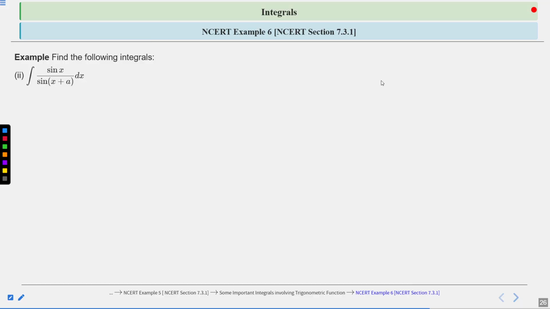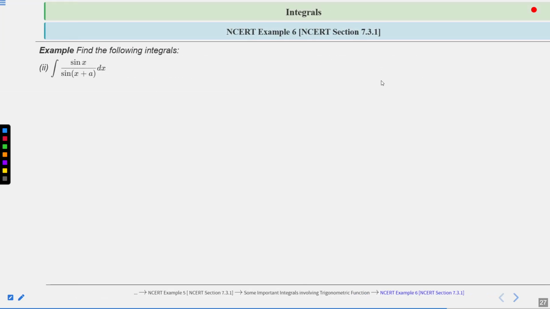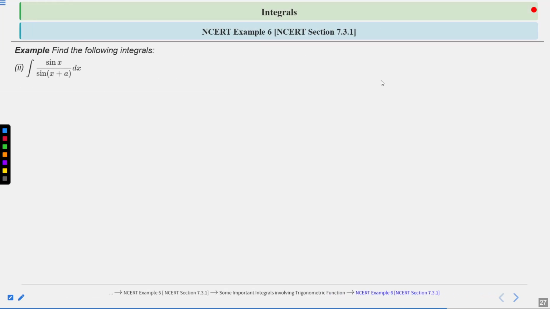We have to find the following integral. NCERT example 6 part 2, and the integral is integration of sin x upon sin of (x plus a) dx. So now let us see how we can solve this. Let us see the solution part.